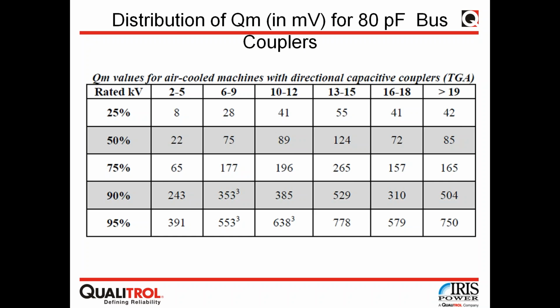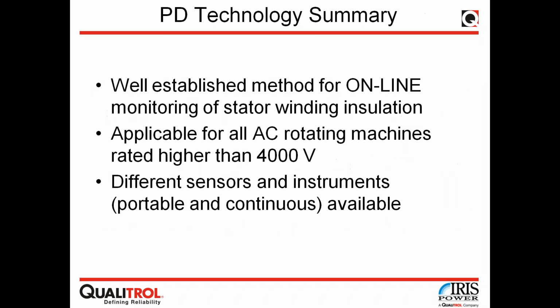The summary: it is a well-established online method. It is focused on AC rotating machines rated higher than 4,000 volts. And there will be different sensor instruments available, depending on the type of machine and on the approach, whether it is continuous or portable monitoring. So this would be the end of the PD story.